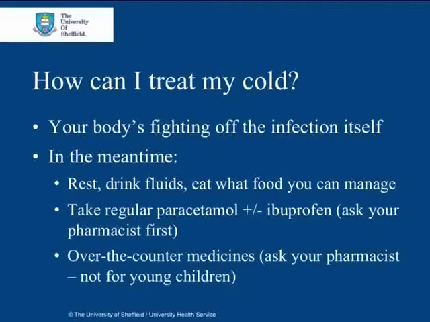Cough and cold remedies are no longer available for young children, so you should seek the advice of a pharmacist on what is safe to give your child.